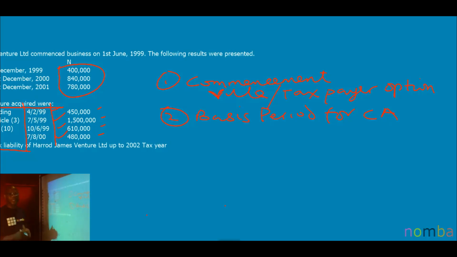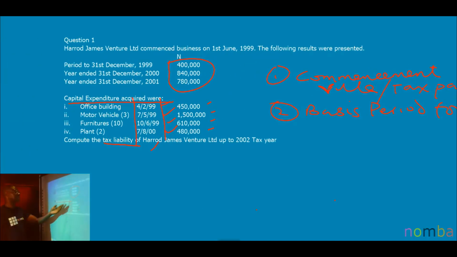Remember? Now, I also told you to look out for questions. Whenever you are confronted with a question that has to do with commencement rule, like this, and assets were acquired with dates, date of purchase, these are the ones I've just shown you here, you will need to determine the basis period for capital allowance. So it is being tested here, with all of these dates here.